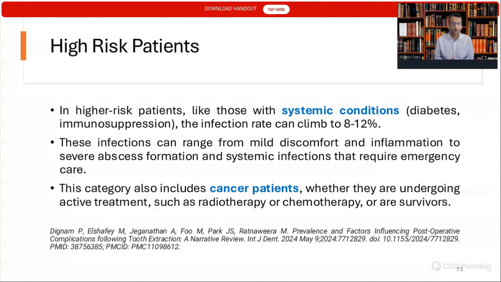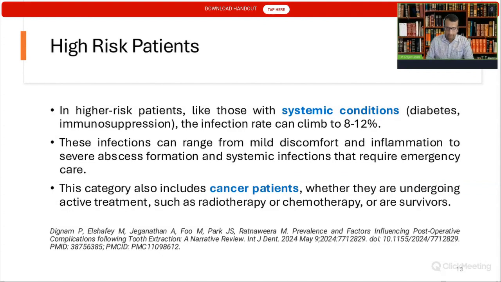Another aspect is patients having systemic conditions, for example, diabetes. Diabetes plays a major role. If a patient is diabetic, the chance of getting an infection is almost 8 to 12% higher. And these infections can range from mild to moderate inflammation and even to severe emergency situations.